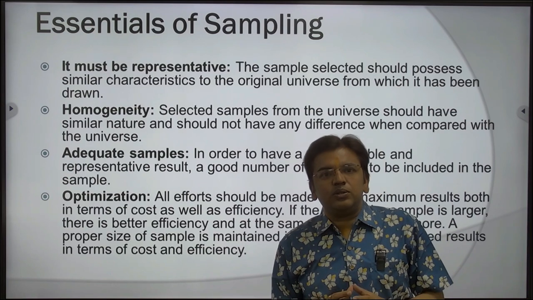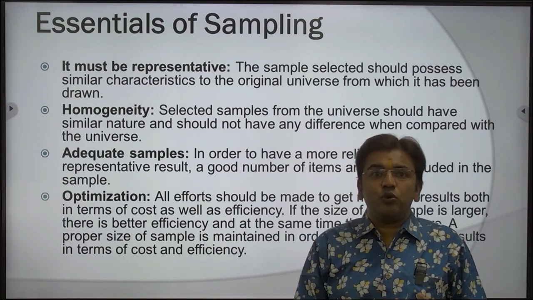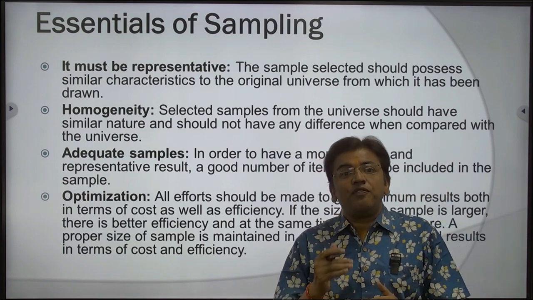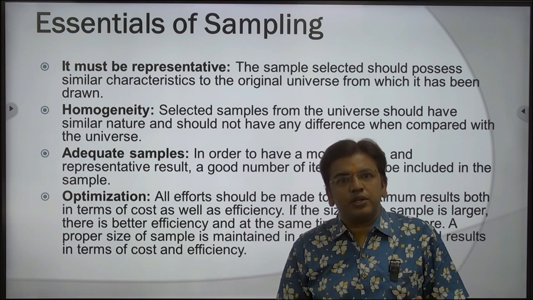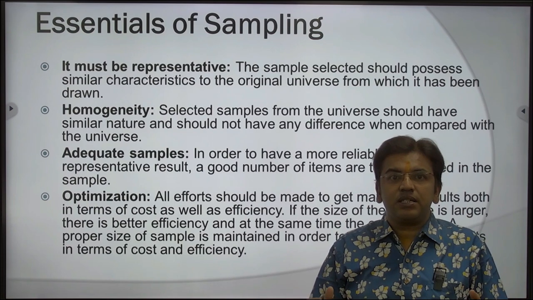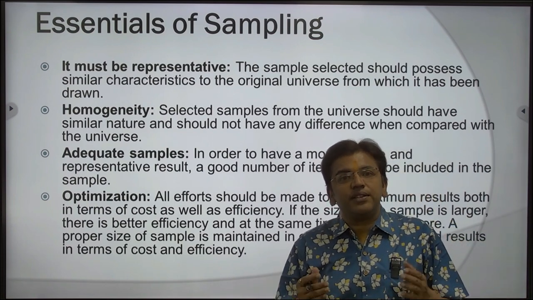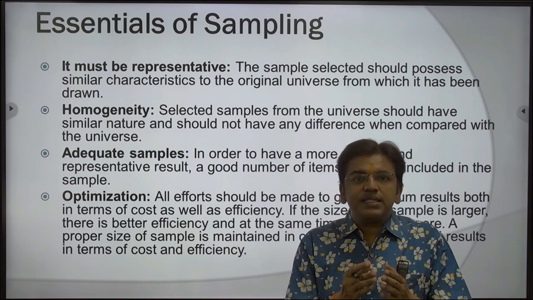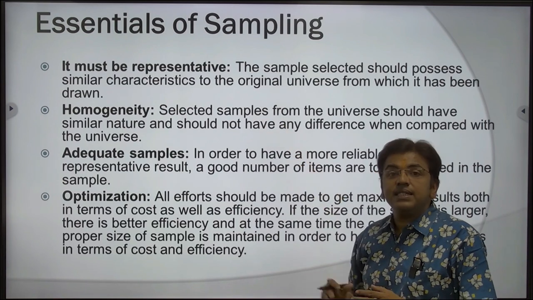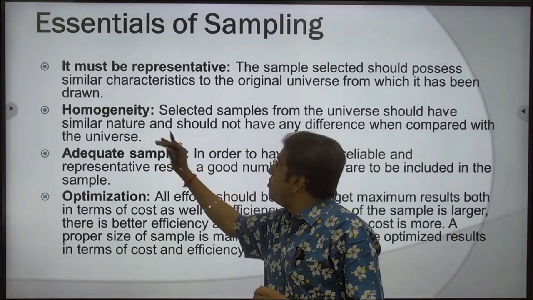If you are going to conduct a study on the people who smoke, automatically your sample should also be of the people who used to smoke. If you are going to study the people who are eating rice, your sample must contain the people who are eating rice. So all these things are considered whenever you have to take the sample, means it must be representative. Second one is homogeneity.